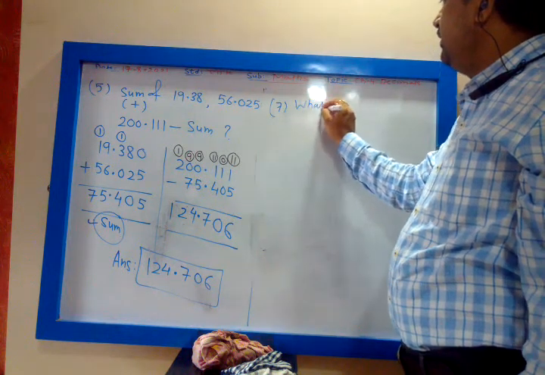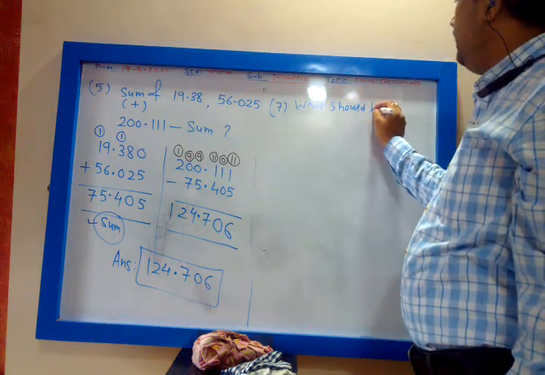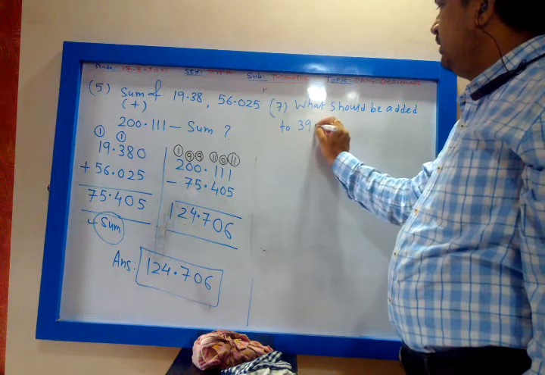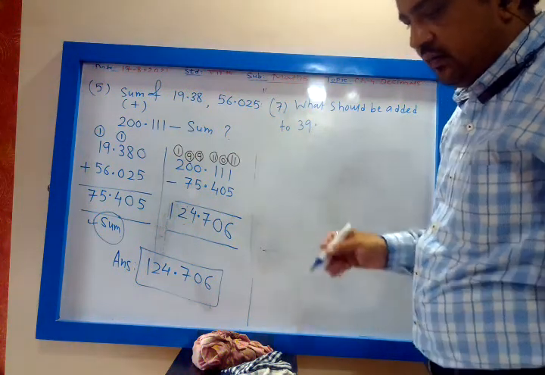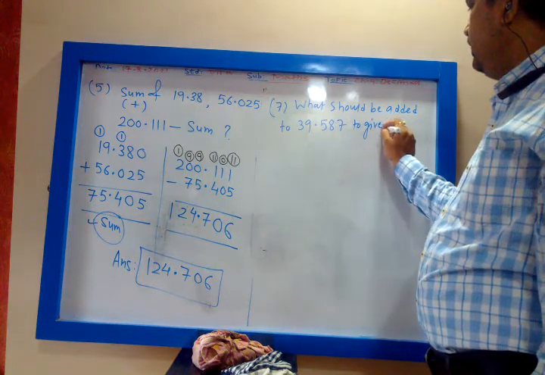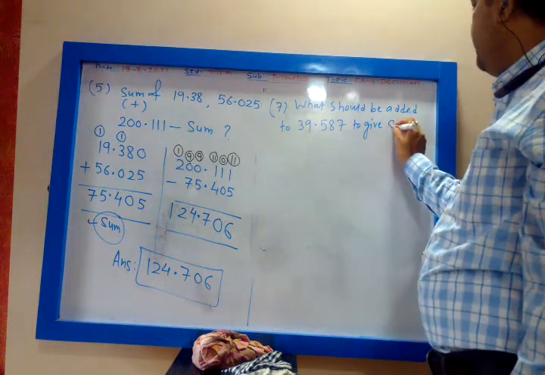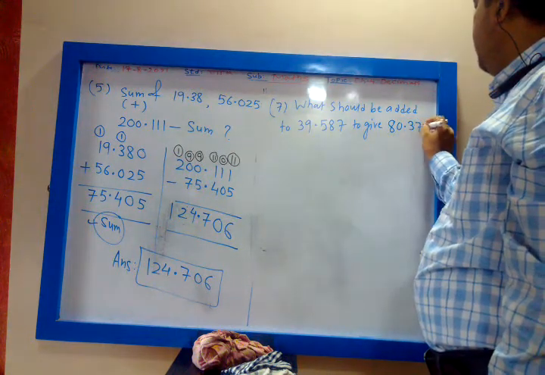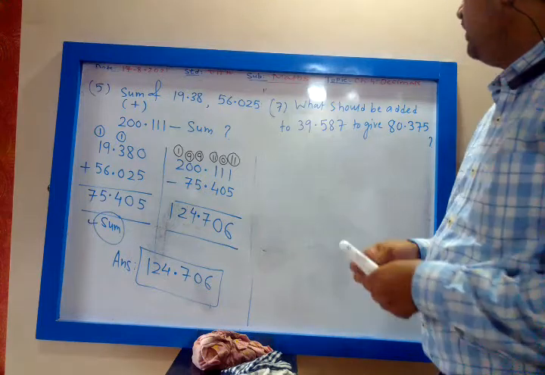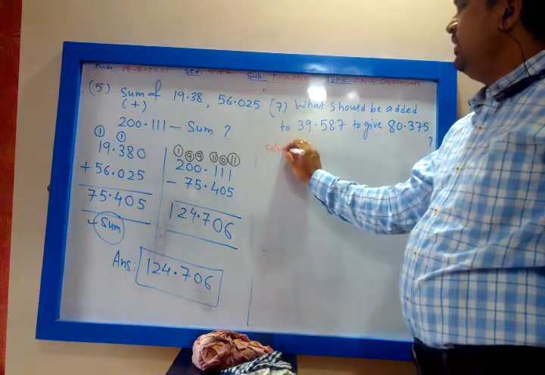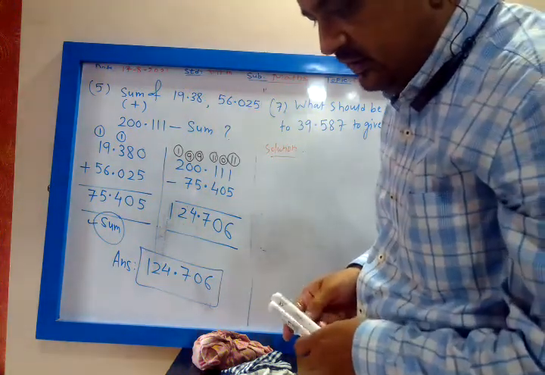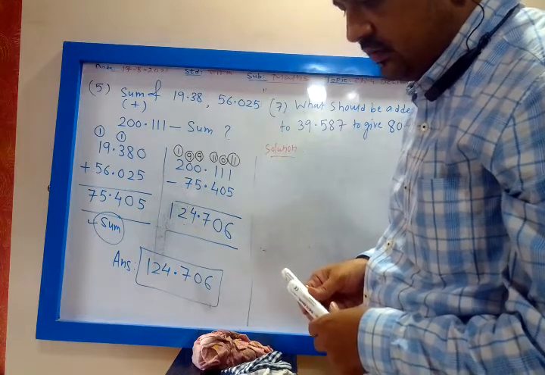What should be added? Let me write the question. What should be added to 39.587 to give 80.375? Give means equal. Gives means equal. Okay. So let us write the solution. Let x be added. Sixth one is homework. Yes, sixth one is homework.